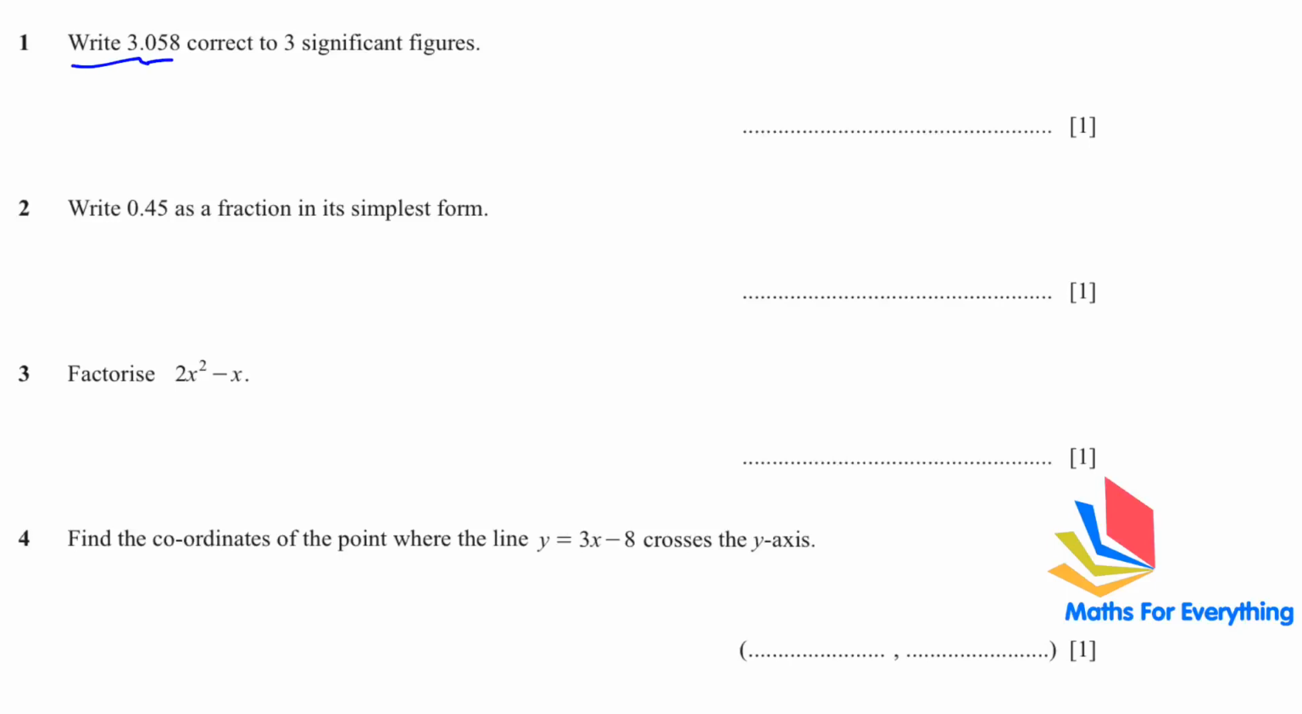Write 3.058 correct to 3 significant figures. So 3 significant figures, this is 1, 2 and 3. Draw a line here. Look at the number after. This is 8. If it is more than 5, you add 1 to the previous number. So what number are you going to get now? 3.06.